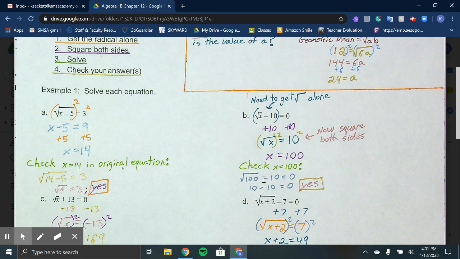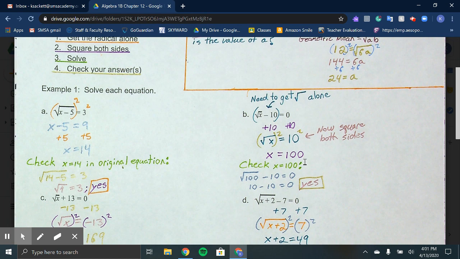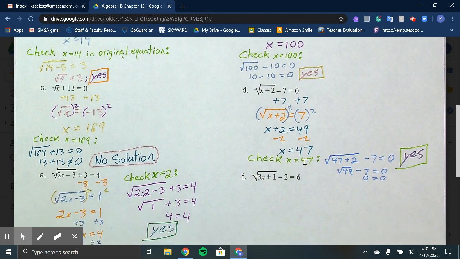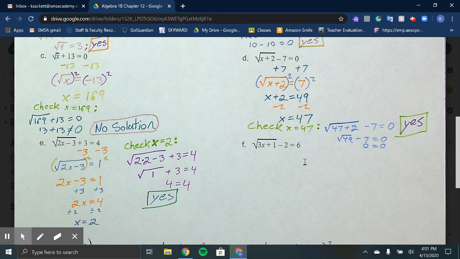Now we need to check by plugging 100 into that original equation. So the square root of 100 minus 10 equals 0. 10 minus 10 is 0. So does 0 equal 0? Yes. So x equals 100 is an answer. Now in C, that will be an example of a problem where we end up with no solution.